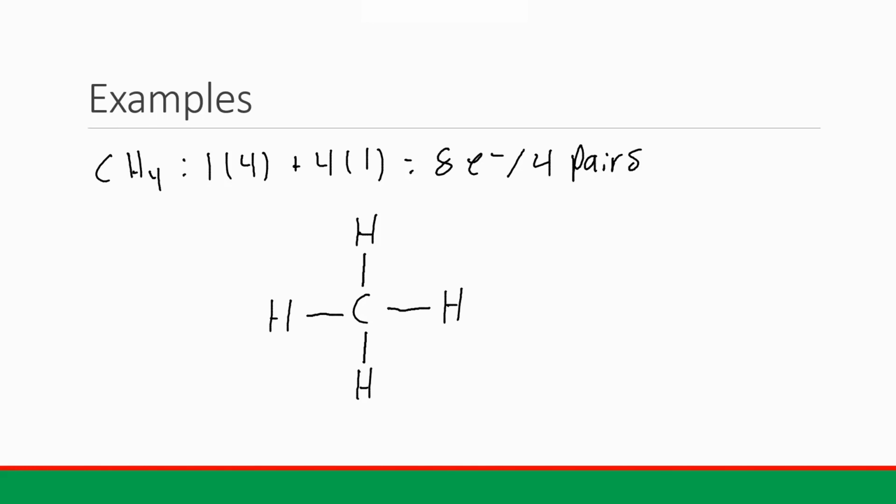And then for carbon, all you need to do is count the number of pairs surrounding it. Carbon has 1, 2, 3, 4 pairs literally attached to it. 4 pairs refers to 8 electrons, so carbon is satisfied. So now we can move on to a different structure. Let's go ahead and do something very similar, which is NH3.